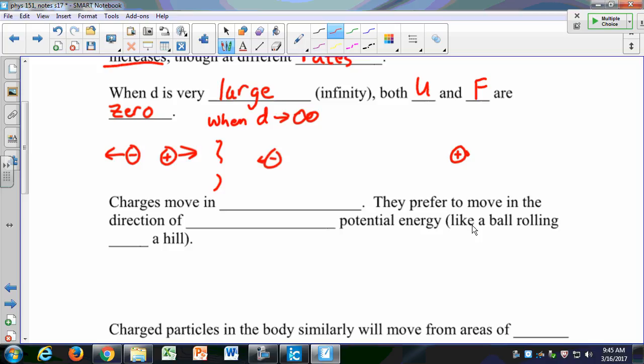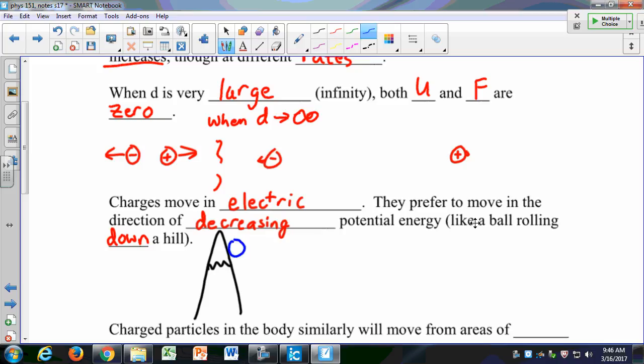Okay, so charges move in electric fields. And generally, they prefer to move in the direction of decreasing potential energy, like a ball rolling down a hill. So I drew this figure for y'all before, but I think it'll help you to think about this. I have a mountain. I put a ball on the mountain. It's a positively charged ball. Is the ball going to roll uphill or downhill? It's going to move downhill. Right, that seems obvious. It'll move in that direction.